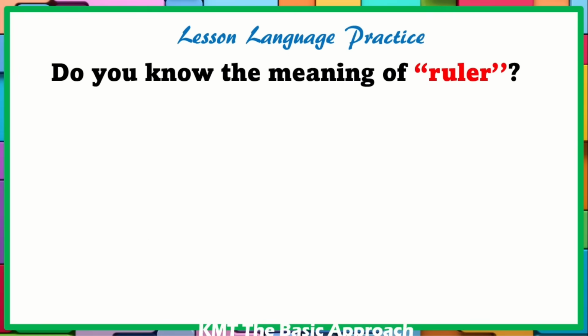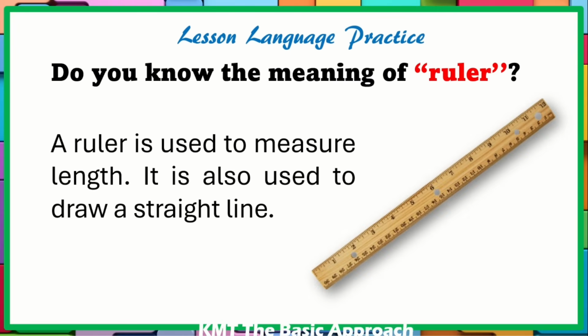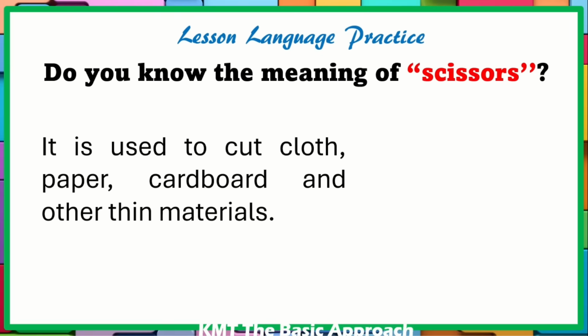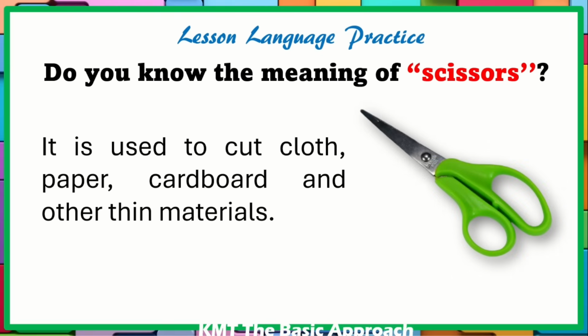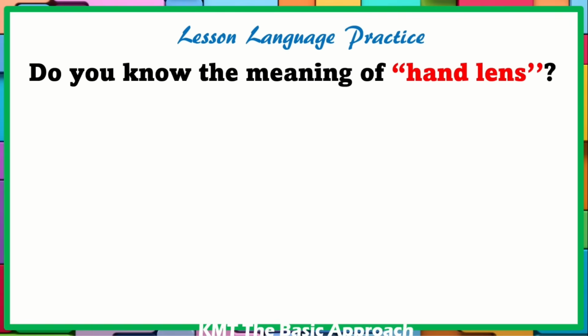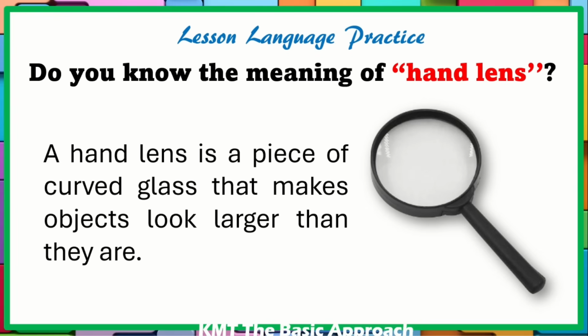Do you know the meaning of ruler? A ruler is used to measure length. It is also used to draw a straight line. Do you know the meaning of scissors? It is used to cut cloth, paper, cardboard, and other thin materials. You must use this safely. Do you know the meaning of hand lens? A hand lens is a piece of curved glass that makes objects look larger than they are.